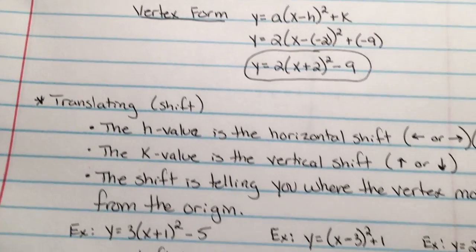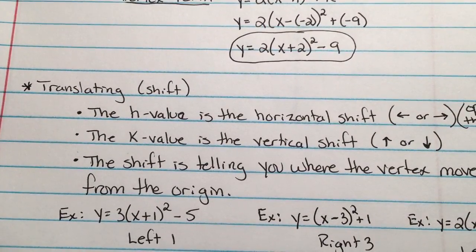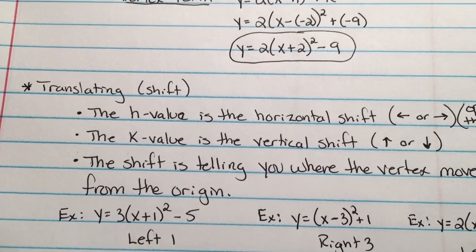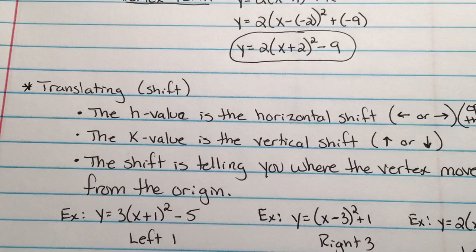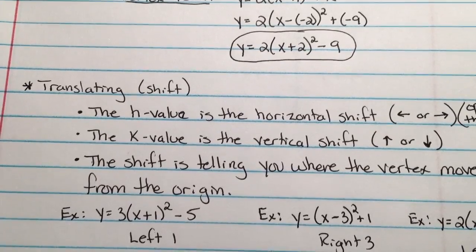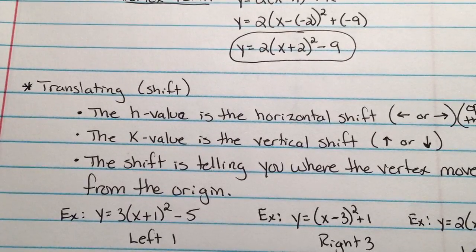Now, as far as translating is concerned, if you're trying to identify the translation, which is basically the shift from the origin, all right? So the original x squared quadratic function would start with a vertex on the origin. Now we're trying to figure out, okay, based on this equation, where did it shift? Right, left, up, down, what did it do?